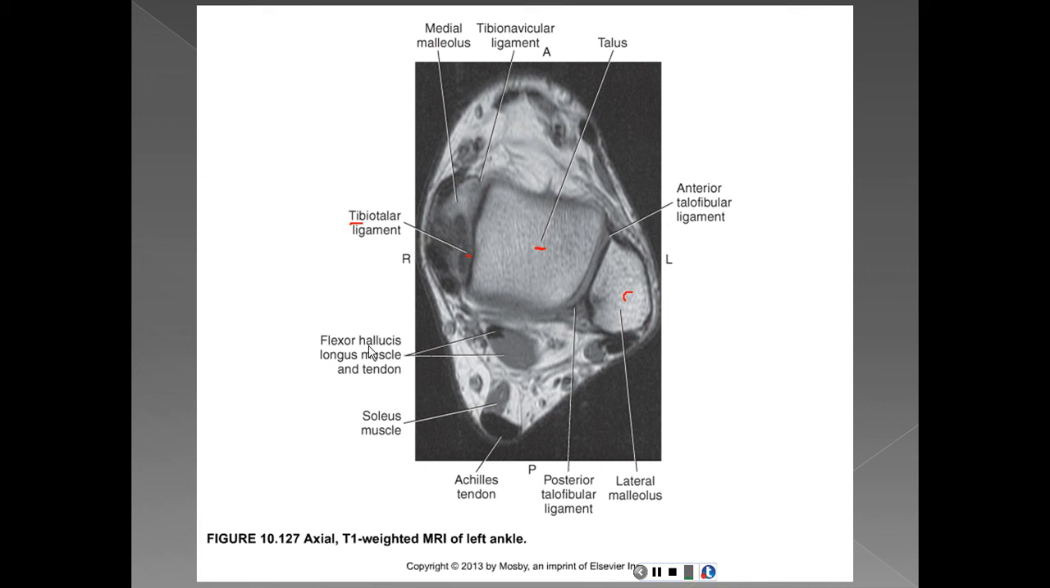The flexor hallucis longus muscle and tendon traverses posterior to the talus bone. And of course this flexor hallucis longus muscle is going to flex the toes. So of course it's going to wrap behind the talus and underneath the sole of the foot, so it can act on the plantar section of the foot, so it can flex the toes.